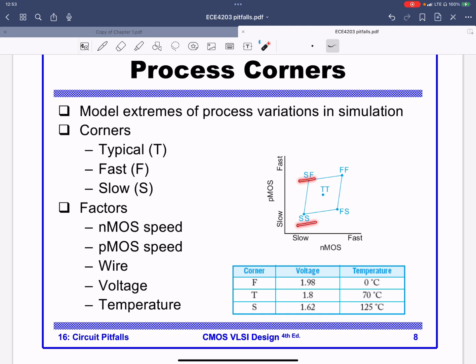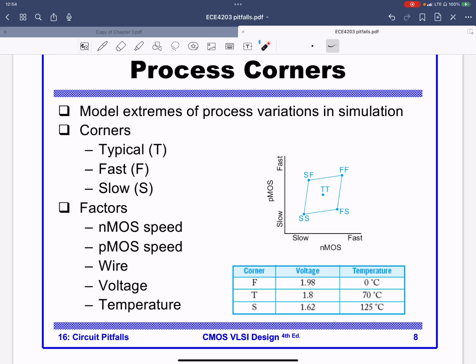So the slow and the fast define how fast or slow the circuits are, the NMOS and PMOS speeds, but there are also variations in temperature and supply voltage that you have to simulate. Because they have the effect of speeding up or slowing down the circuit, they're also characterized as fast or slow. So here are some factors that you have to simulate. There's obviously NMOS and PMOS speeds. Then there is the supply voltage. A fast supply voltage is defined as a high supply voltage.